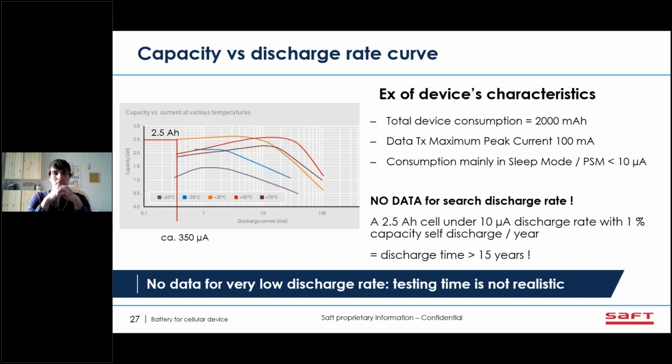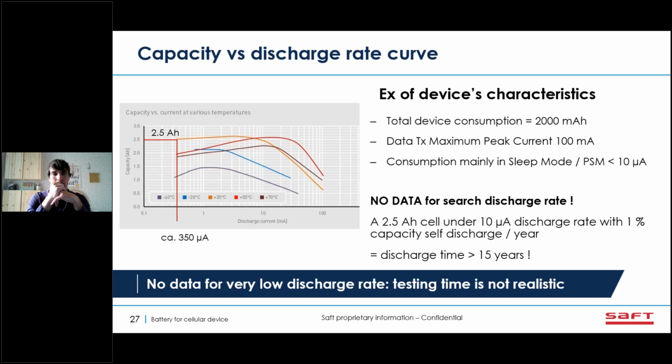It is clearly not realistic to wait for the testing results before giving a datasheet to customers. So at low discharge rate, it's not possible to wait for the test results to be able to launch a product in the market. This is mainly why you cannot find any information in datasheets under such a level of current.